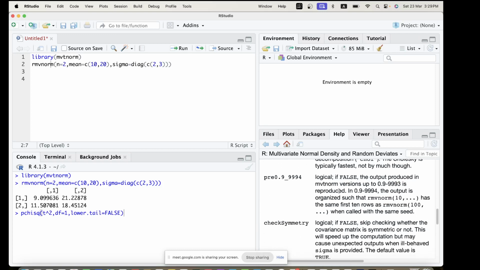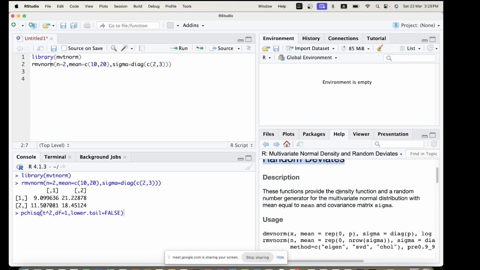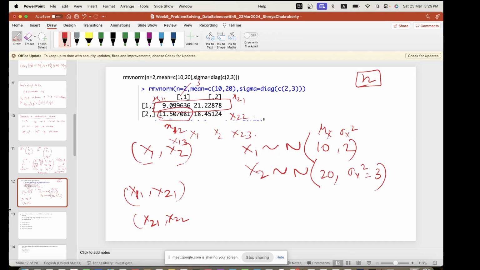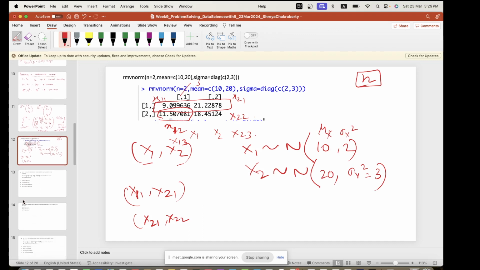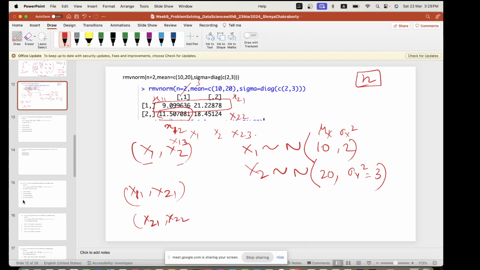Alright. Okay, dmvnorm is going to give me my density function, and rmvnorm is going to generate the multivariate normal distribution. So this was all about bivariate normal. So let us solve a few problems with respect to bivariate normal, and then we'll be back to our course.